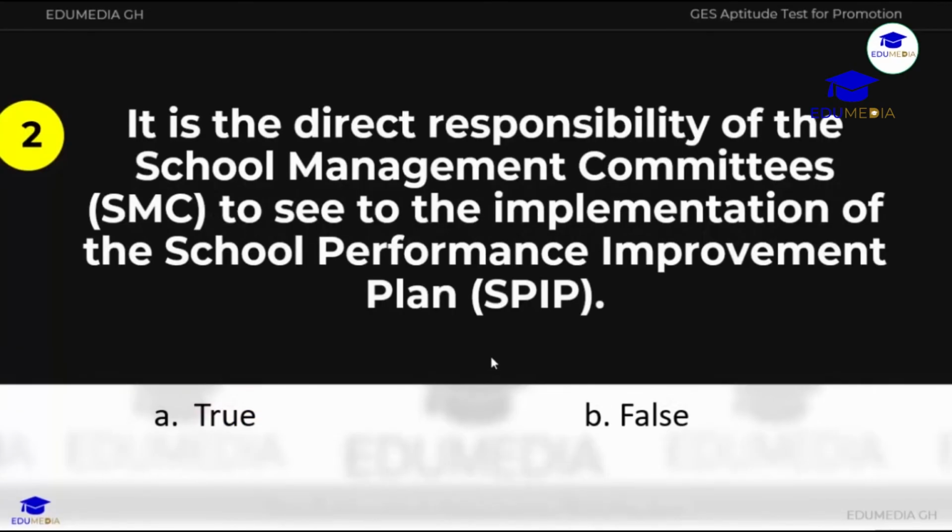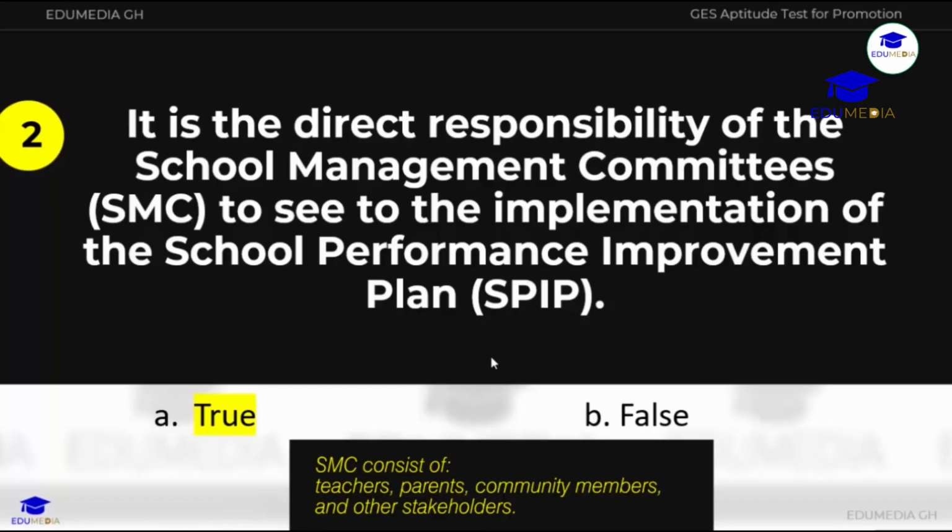Question number 2. It is the direct responsibility of the school management committees, that's the SMC, to see to the implementation of the School Performance Improvement Plan (SPIP). The answer here is true. The School Management Committee actually plays a key role in overseeing the implementation of the School Performance Improvement Plan in schools. The SMCs are typically composed of teachers, parents, community members, and all other stakeholders, and they are responsible for ensuring that the SPIP is implemented effectively and in a timely manner.